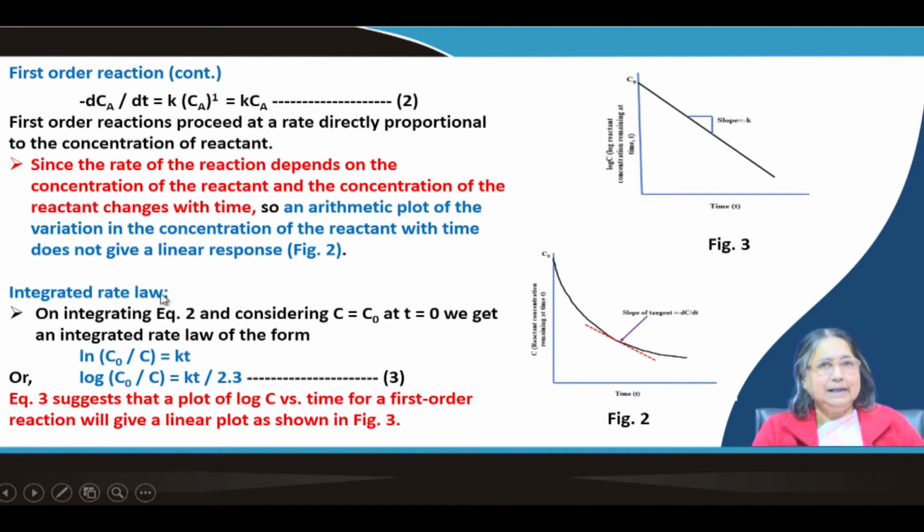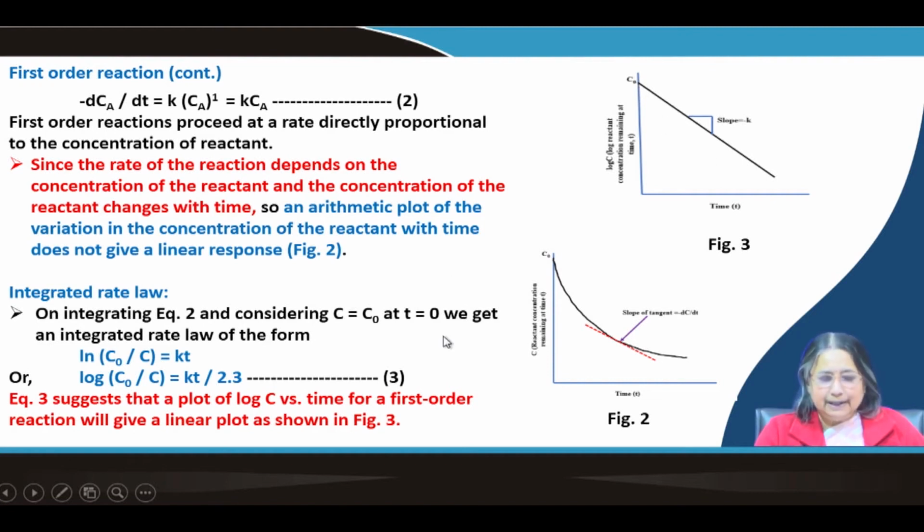Now, if we apply the integrated rate law, then on integrating this equation we will get ln C0 by C equals kT, or you can put it in log terms also: log C0 by C equals kT by 2.3. Or you can plot log C versus T. If you plot log C versus T, then you will get a straight line with negative slope, because it is the reactant. So, it will decrease and the cutting point will be nothing but C0.